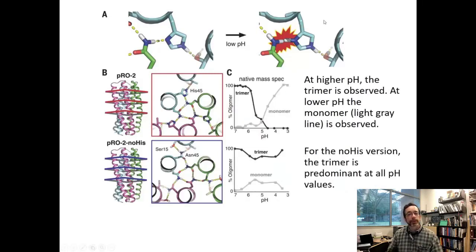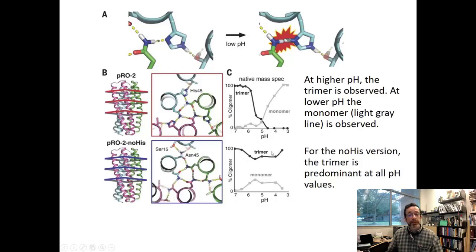This is how they prove that this is going on. Each graph goes with the protein that it's next to. And notice that pH is along the x-axis. At a neutral pH around 7, you see the black line is high, which is the trimer. They measured how much trimer and how much monomer they have. When you get to around pH 6, the trimer falls apart. That's exactly where the histidine would be protonated. And then you have the monomer line, the gray line, increase.